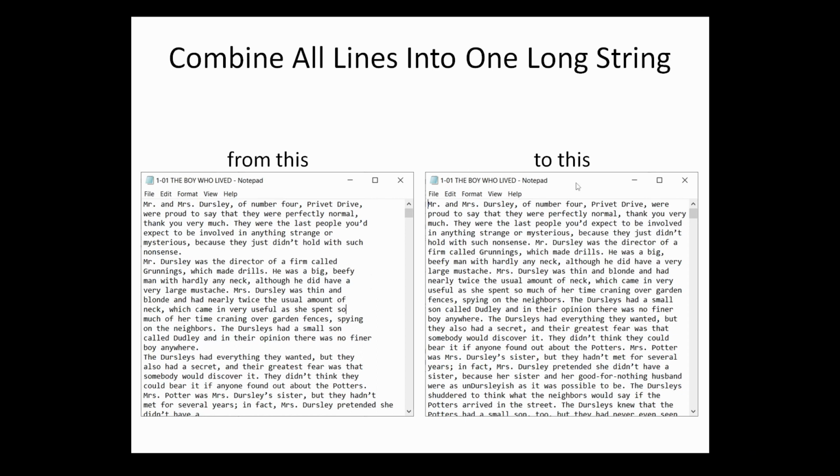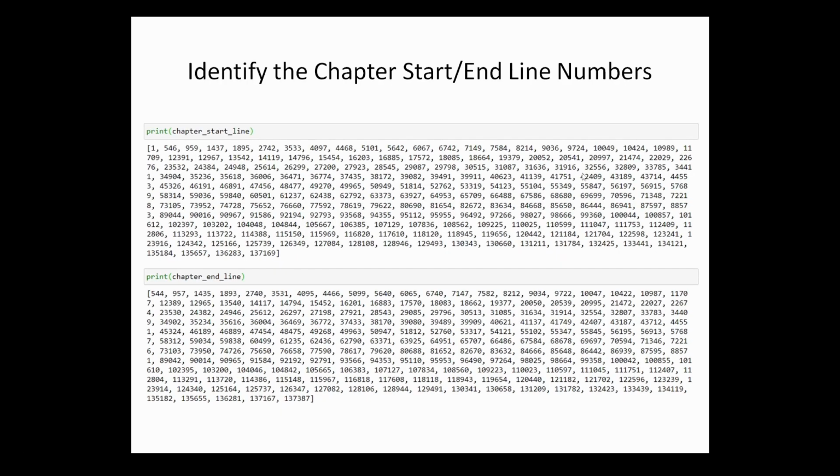Now, after understanding what needs to be done, the first step is for each chapter we need to identify where it starts and where it ends. So I'm going to create two lists. First list is called chapter start line. This tells me for each chapter where is its starting line. And then another list is called chapter end line. This also tells me for each chapter where that chapter ends.